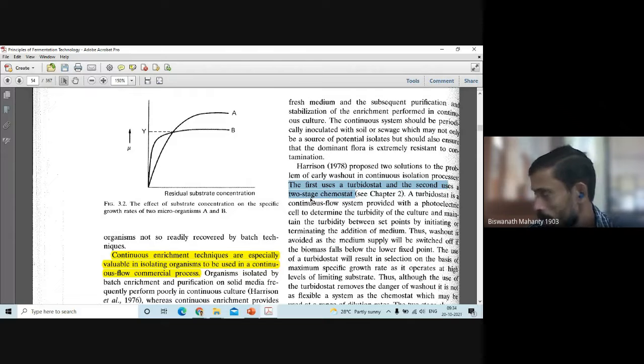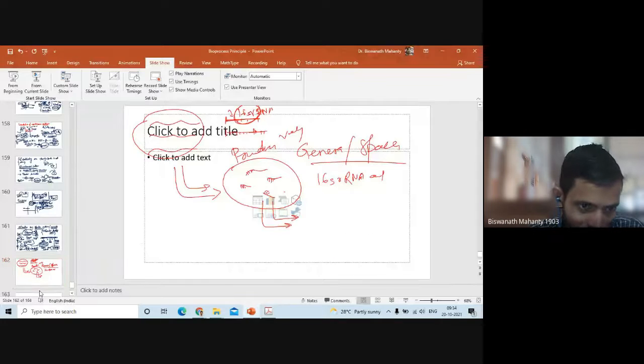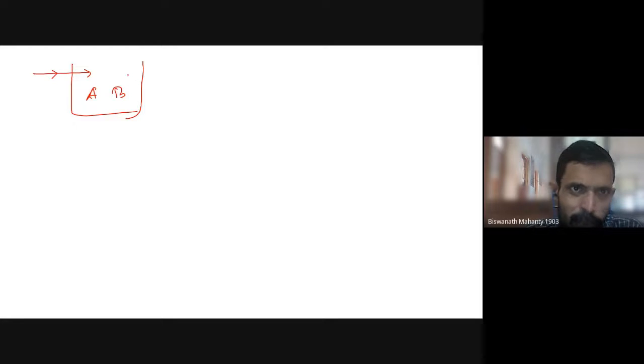And two stages. I have not talked about two-stage chemostat yet. What was the problem in one stage? Only one problem. I was telling that there are two microorganisms, A and B. I will have a flow rate so that B will go. But it may happen that some B is going, but A is also going away more. So that means here A is not protected. A is also going out, B is also going out.